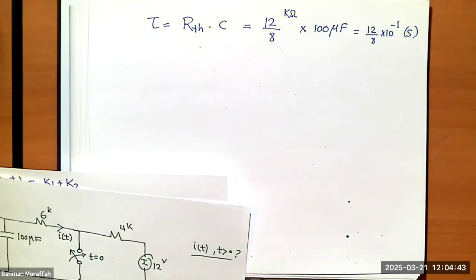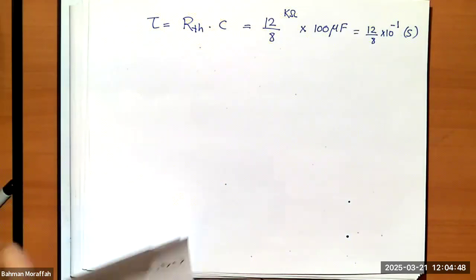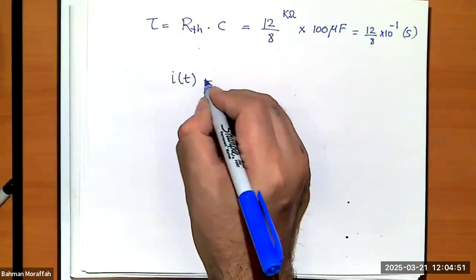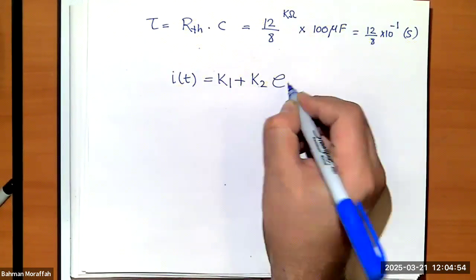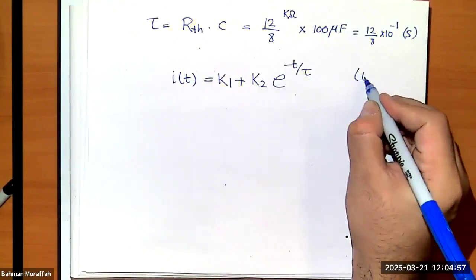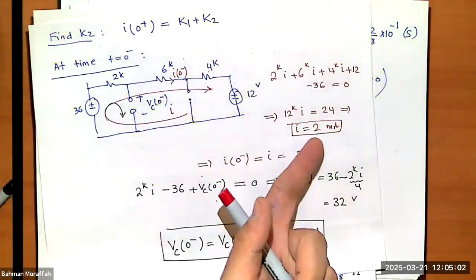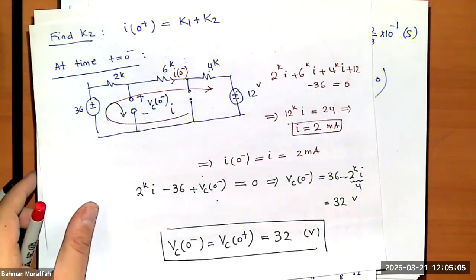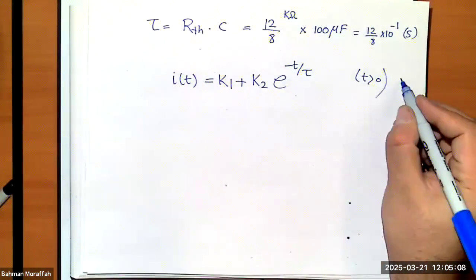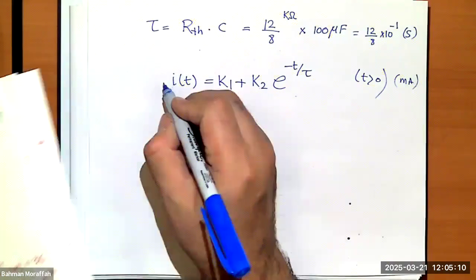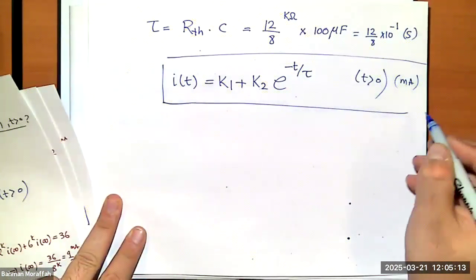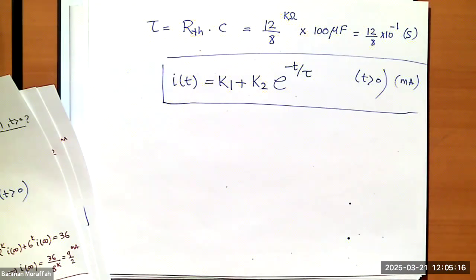I found K1. I found K2. I found tau. I know exactly what the solution is. I know IT is K1 plus K2, e to the power of minus t over tau, for all times greater than 0. What is my unit here? We found everything in terms of milliamps. Everything is in milli. Therefore, this is going to be milliamps. Any question on this? Is it clear how we're approaching these kinds of problems?